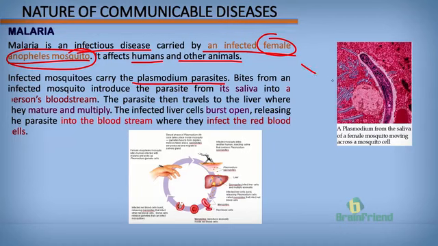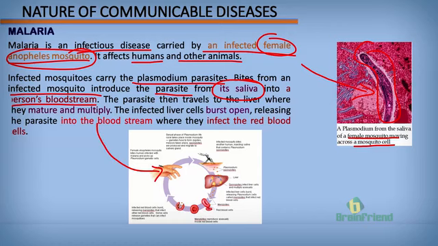This image shows us a Plasmodium from the saliva of a female mosquito moving across a mosquito cell. Bites from an infected mosquito will introduce the parasite from the saliva of that infected mosquito into a person's blood stream. We can see an image here of a mosquito biting someone on the arm. The Plasmodium parasite is carried in the saliva of the mosquito. When the mosquito bites a person, this parasite goes into the person's bloodstream.